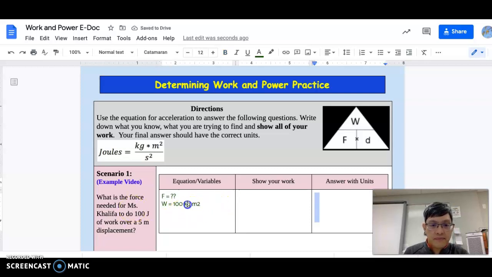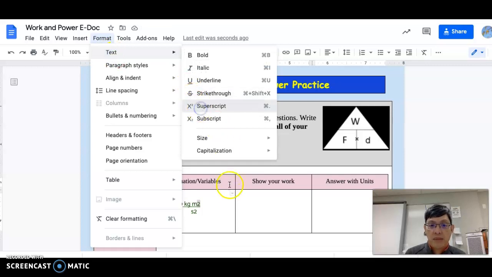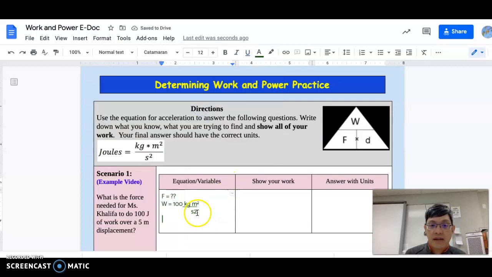Let me highlight this and do it as an underline so you can see it, and go down to the next line. Second squared, and we change it from meter 2 to squared by going format, text, superscript, and the same thing here, but we'll do that later because we still have one more thing to type.